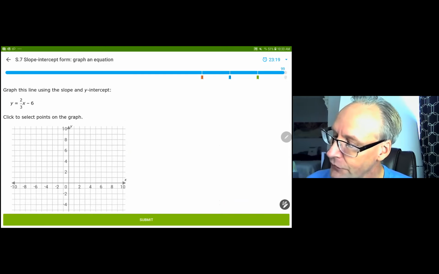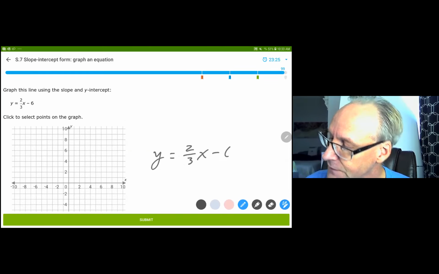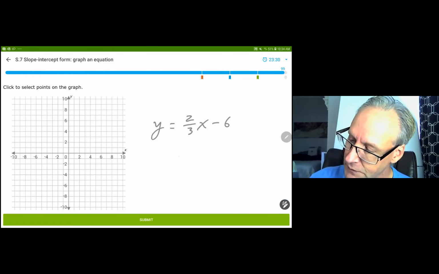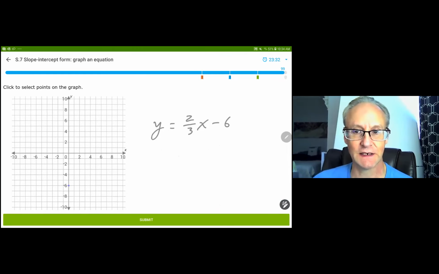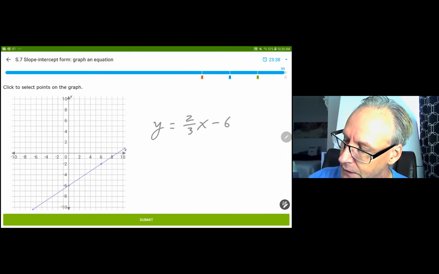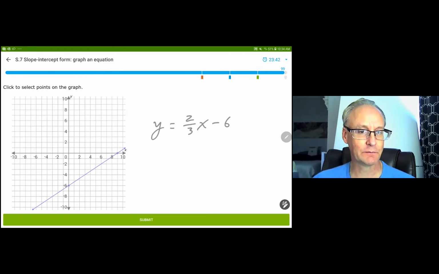This one is going to go through, I'm going to go ahead and write it. y equals 2/3 x minus 6. We're going to go through 0, negative 6, of course, our y-intercept. And we have a slope of 2/3, that is positive, up 2 and over 3. And again, I could go up 2 and over 3 more, and get my x-intercept, which is at 9, 0.